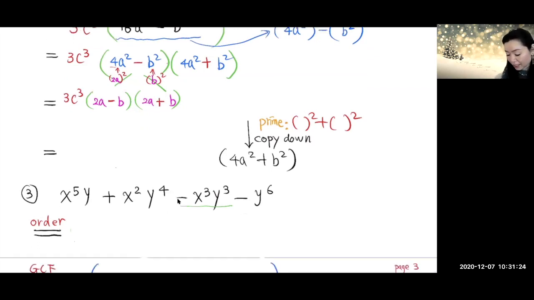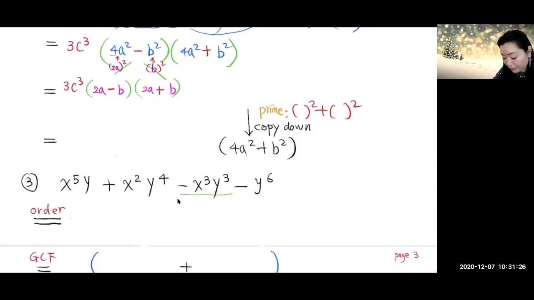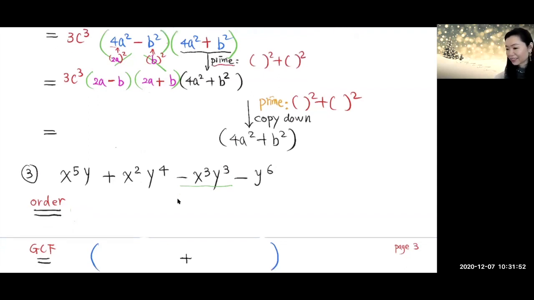The last factor over here is a prime polynomial. It's a sum of 2 squares, right? So this is prime. So you just copy: 4a squared plus b squared. Because this is the sum of 2 squares, it's prime. Okay, now we are done. Oh yeah, the last one. We're done with this problem, but we still have a little bit.